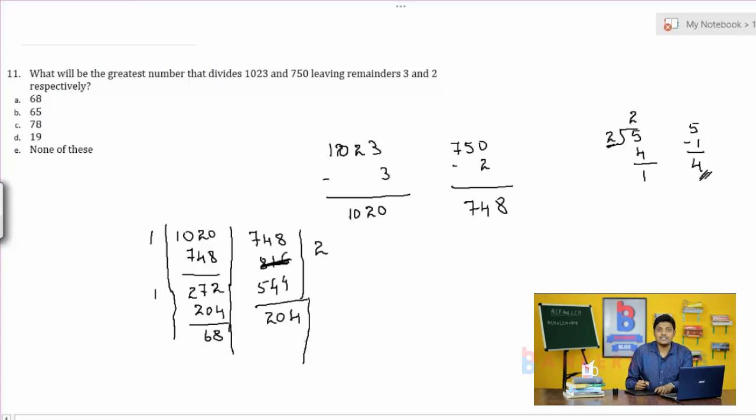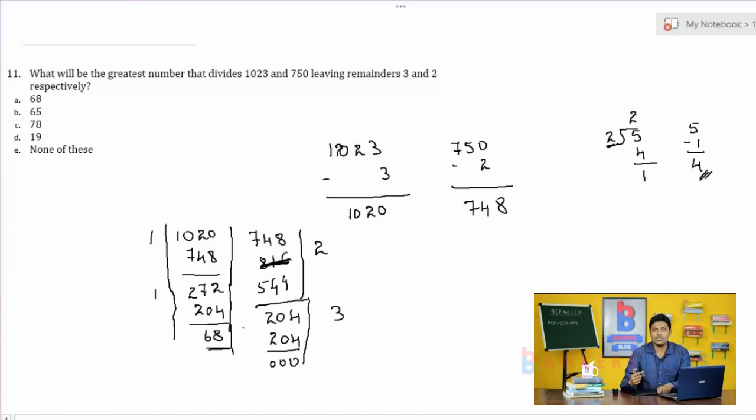Next, 6 3s are 18, 180, 8 3s are 24. So 180 plus 24, 204. So 3 times 204, so 0, 0, 0. So the HCF is 68. Option A is the right answer.